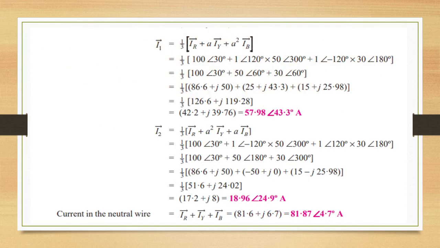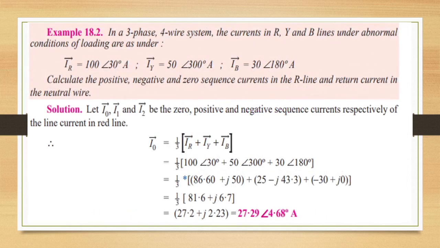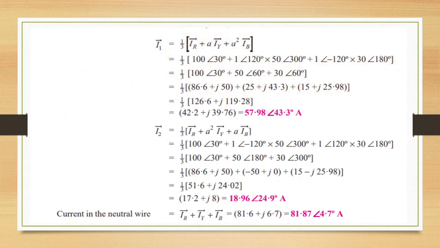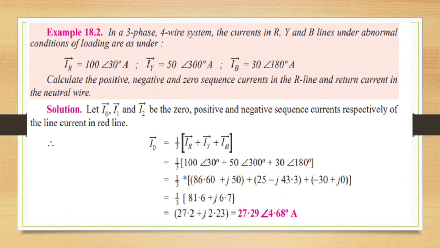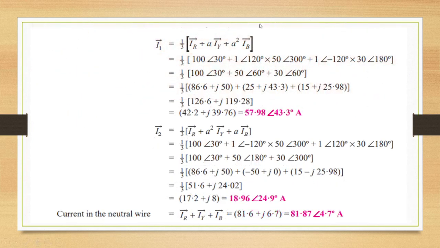Similarly, calculate I1 and I2. We have calculated I0 here. Now we are calculating I1 and I2. The I1 value is 1 by 3 times (IR plus a IY plus a squared IB). So the a value is 1 angle 120 degrees. Substitute the values of IR, IY, IB and a. If it is a, take 1 angle 120 degrees. If it is a squared, take 1 angle minus 120 degrees.